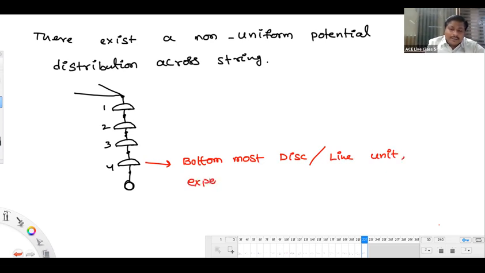Experiencing highest voltage compared to all. Maximum voltage, you can also say highest voltage. Any name, maximum or highest voltage, it is overstressed.